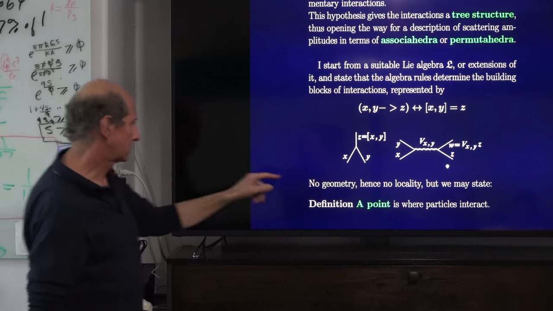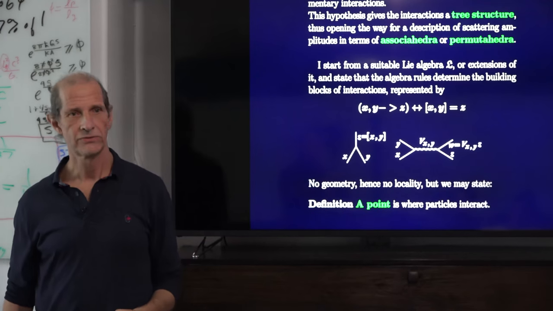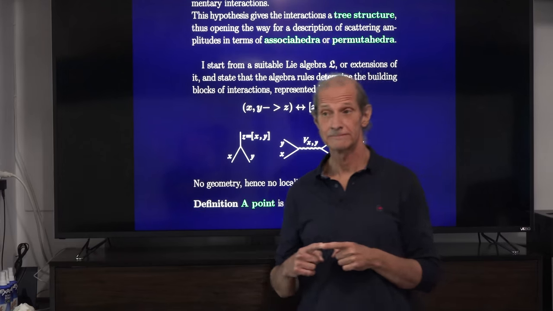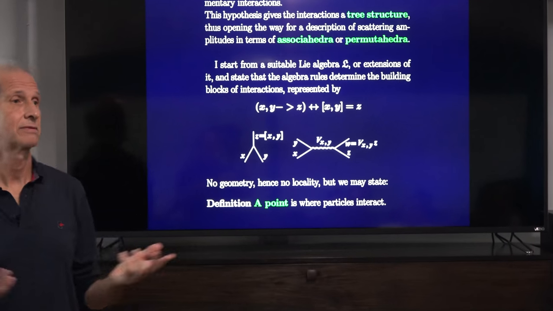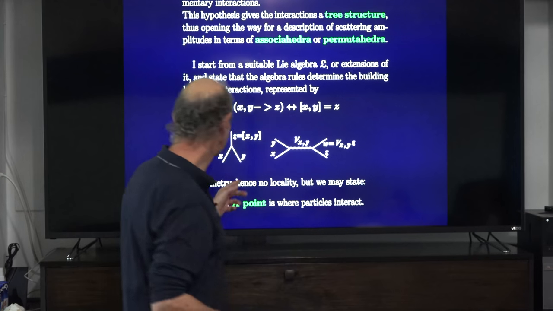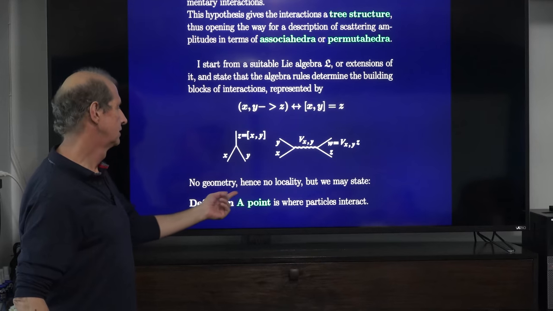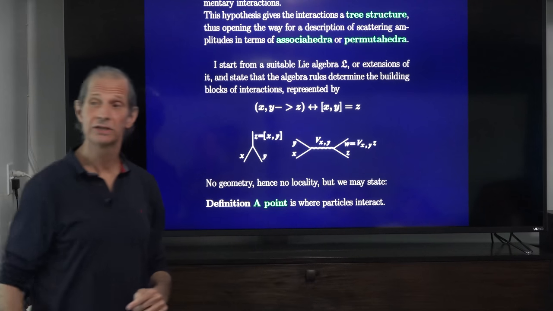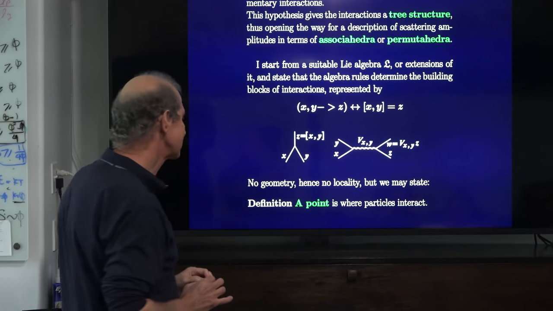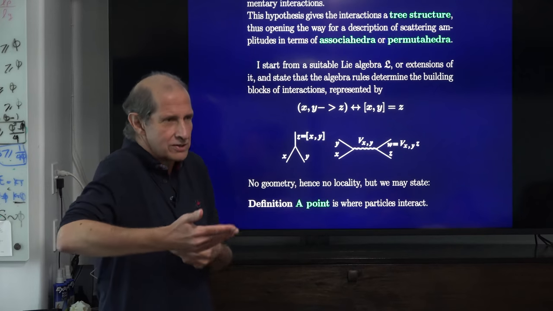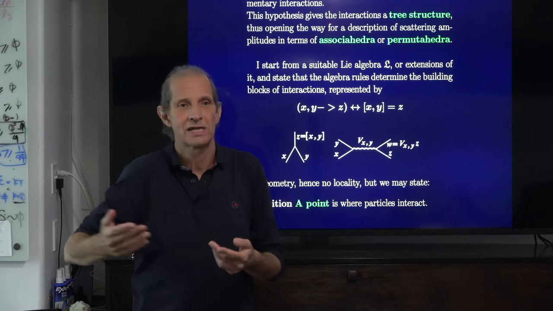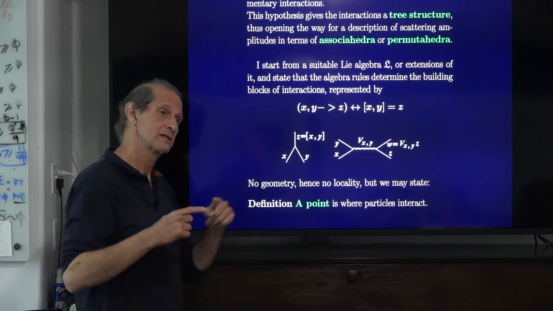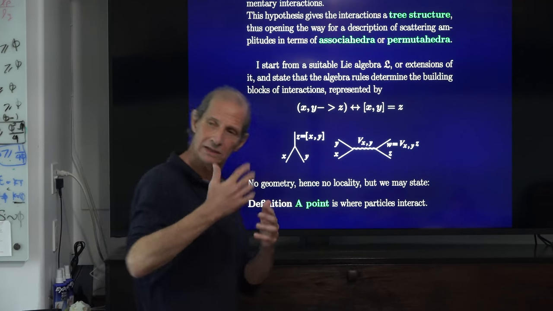No geometry. Because you see, when you look at something like that, you tend to think, well, this is something that interacts at some point in space and at some time. If you think in terms of Feynman diagrams, things like that, you tend to think about that. But here we stress we do not have geometry, so locality doesn't have any meaning. But we may state what a point is. So now we get a little bit into space, because we reverse the concept of locality, because we have no geometry. If we had a geometry, we could say, well, something happens at that point. But now we reverse the definition, and we say, a point is where objects interact. That is just our definition of a point. So we're building up, somehow, the geometry.